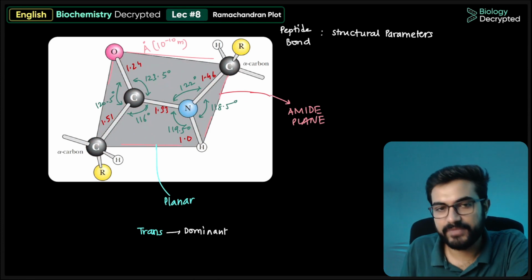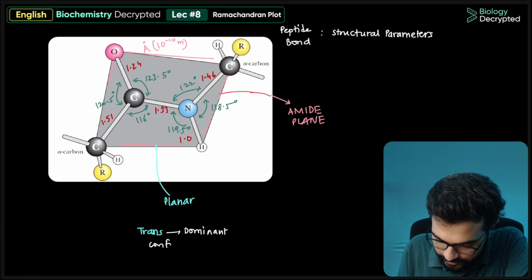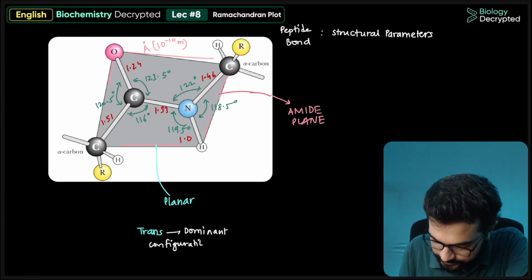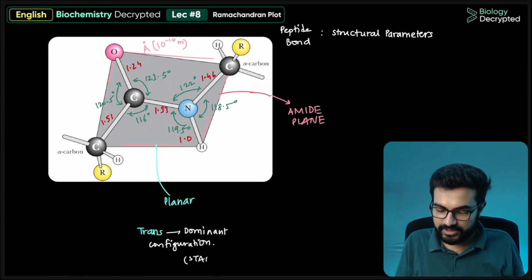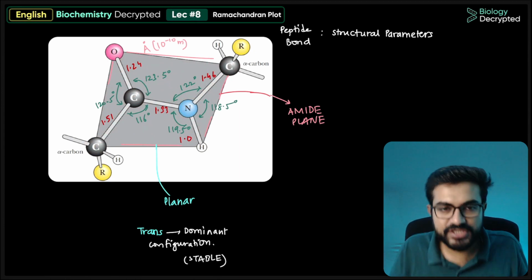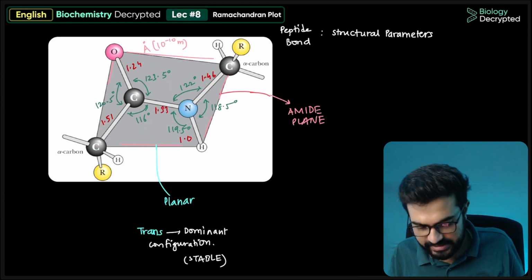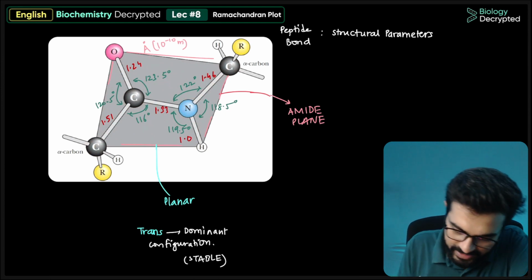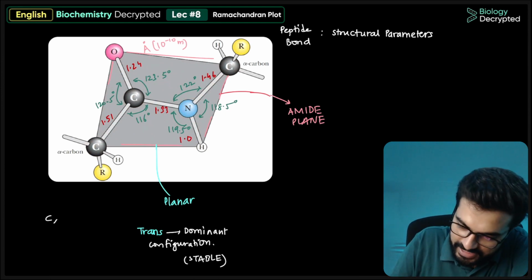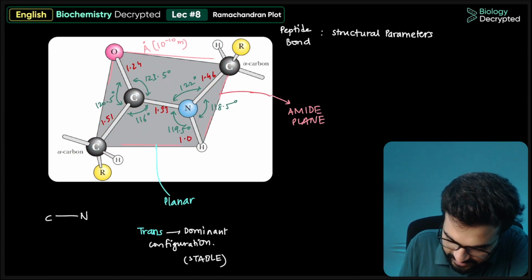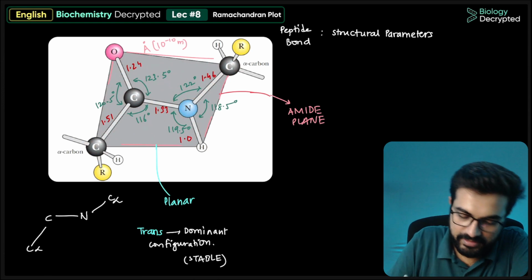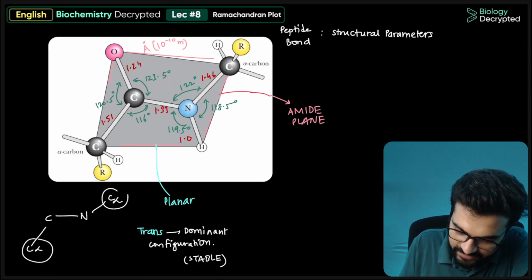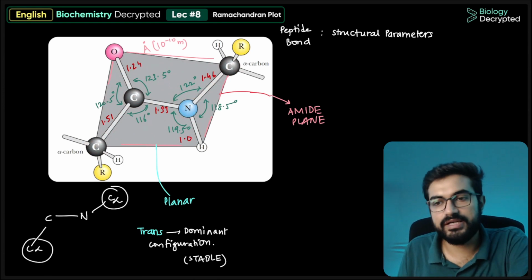Trans is the dominant configuration, and this is relatively more stable. In general, for most of the amino acids, this trans configuration is very stable, and if you try to draw it, this actually represents this thing roughly. Since these C alphas are present in this opposite manner, this is called trans.